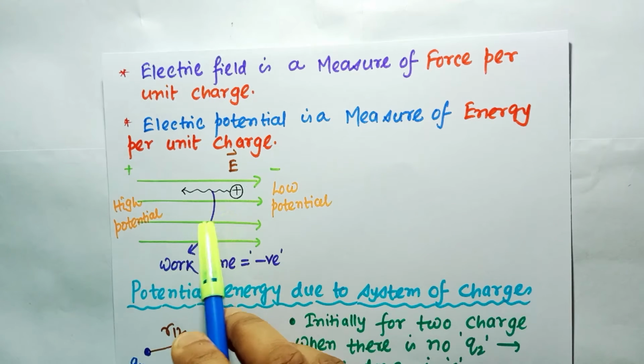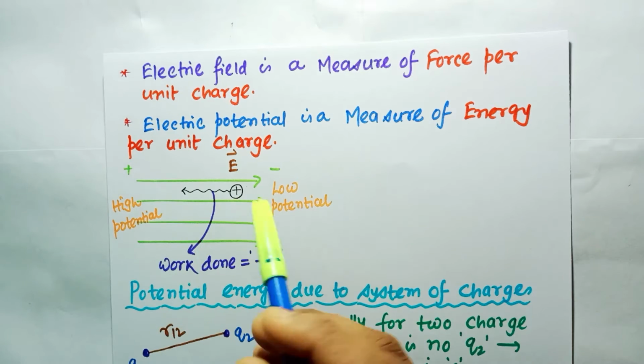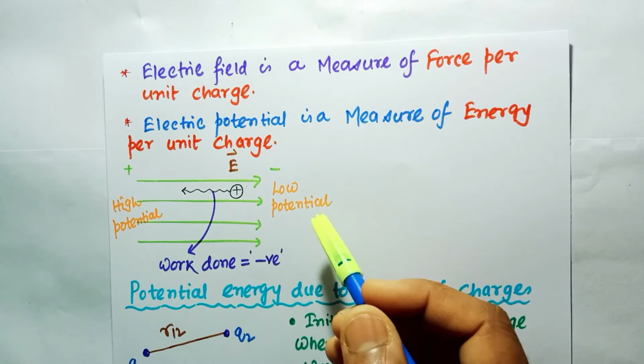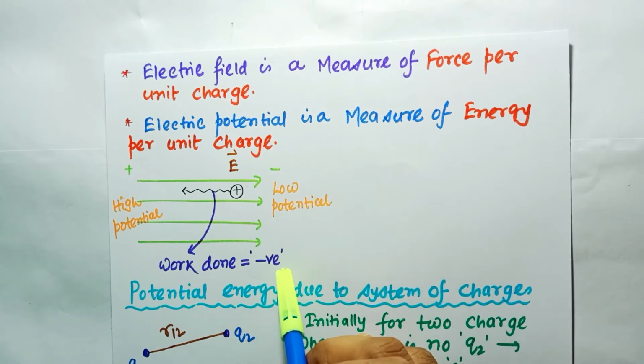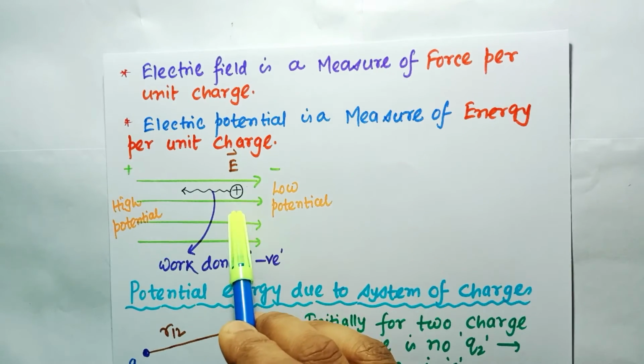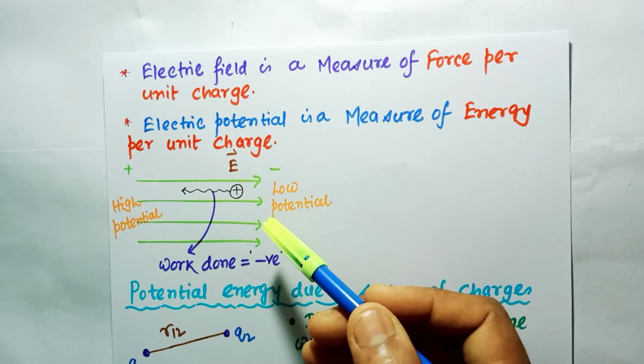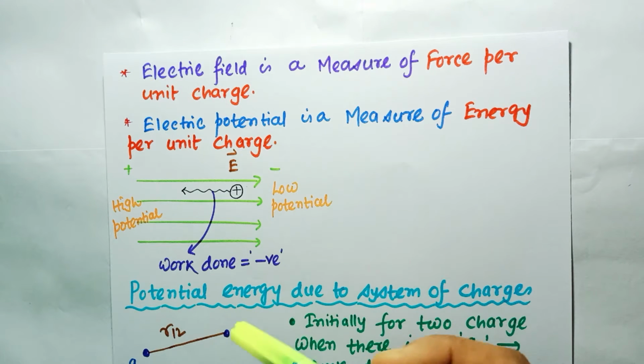And if I now want to move some positive charge from the low potential to the high potential, the work is done against the field. So the work done is negative. And the opposite, if I try to move some negative charge from low potential to the higher potential, the work is done by the electric field. So the work done obviously will be positive.